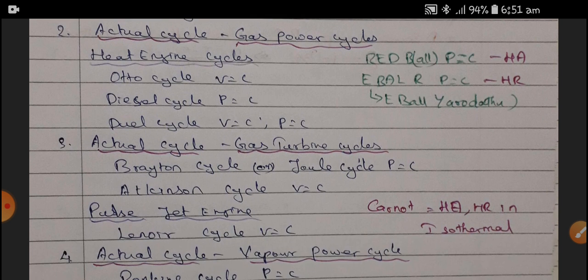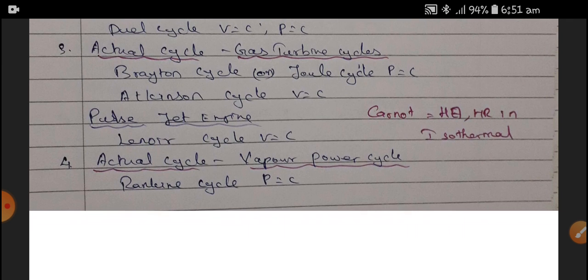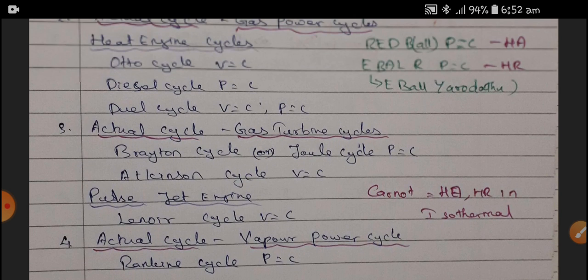For gas turbine cycles, the Brayton or Joule cycle, pressure remains constant. In the Atkinson cycle, volume remains constant. For the pulse jet engine, heat addition is done by a constant volume process. And similarly, the actual cycle for vapor power cycles is the Rankine cycle, with heat addition at constant pressure. So this is all about the different types of cycles used in thermodynamics.